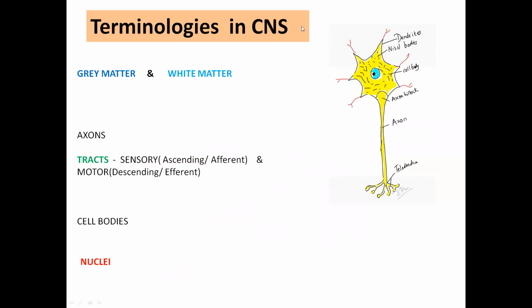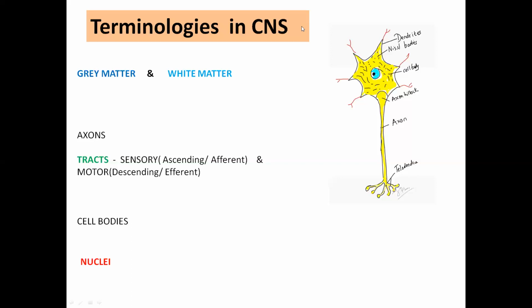So you know that the neuron consists of the cell body and the axon. What do you mean by gray matter and white matter? Gray matter in the central nervous system is made up of the cell bodies of these neurons. The white matter is made up of the axons of these neurons. The other name for axon is nerve fiber. A bundle of nerve fibers forms the tract.